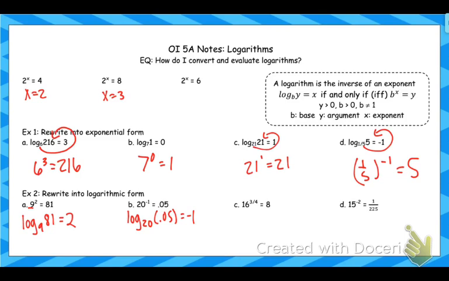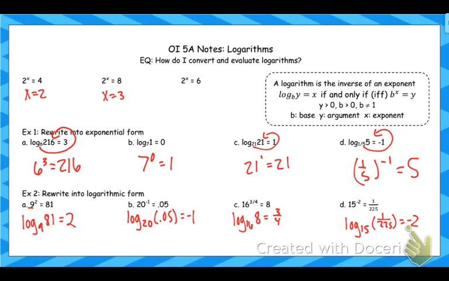All right, then let's look at the next one. Again, the base of the exponent is the base of the log. So base 16, flip our other numbers, of 8 equals 3/4. And then the last one, base of the exponent, base of the log. So log base 15 of 1 over 225 is equal to -2.